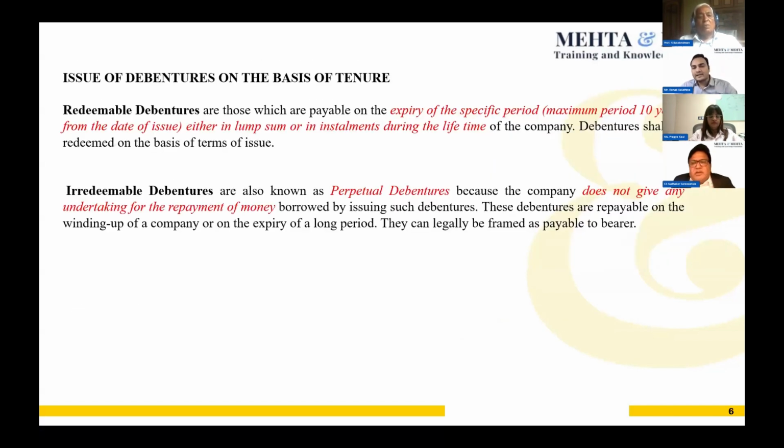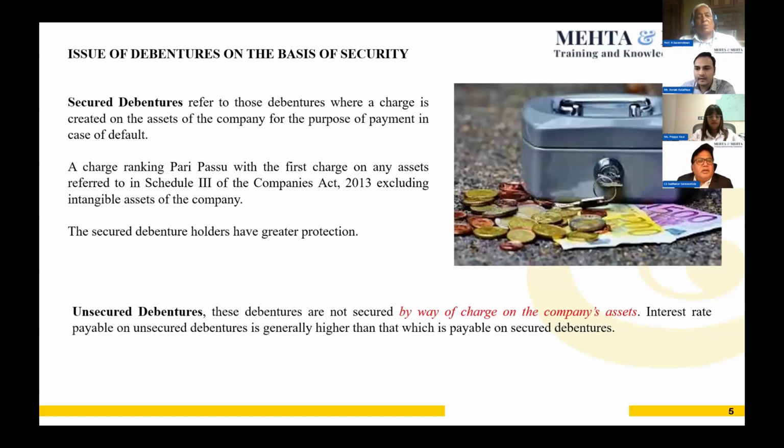One minute, Ronak, please go back to the previous slide. See, when we say that a charge ranking pari passu with the first charge, it means that already a charge has been created on the assets which are referred to in Schedule 3 of the Companies Act 2013, meaning the first charge is created on the assets which are shown in the balance sheet. Most of the time, it is the fixed assets of the company on which the first charge is created. And when you have the concurrence of the first charge holders, you can always create a second charge on the same thing, which may be pari passu with the first charge, meaning both the charges have equal rights. That is called a pari passu charge.